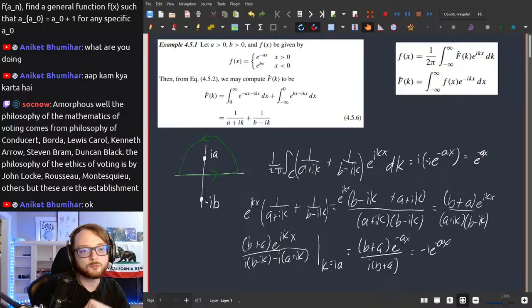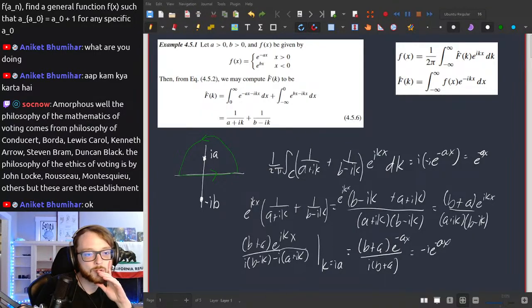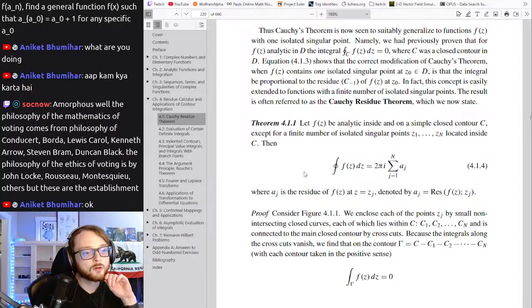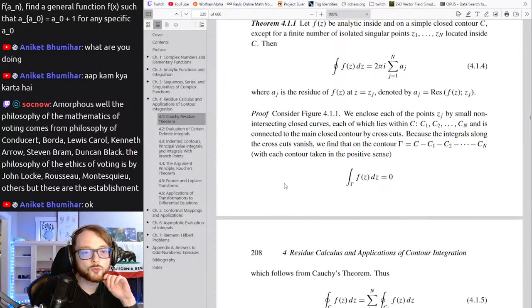Okay, so I'm not done with this. I'm not even close to done with this inverse transform. I need Jordan's lemma.